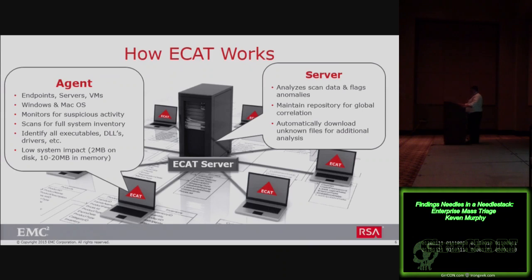The server itself is going to analyze the data, and it's going to flag for anomalies. So basically we have IOCs, which are behavior-based alerting methods. For example, if a said process creates an at job and then runs a shell, you can create an alert for that. It's also going to automatically download any unknown files. And at the ECAT server, from there, you can take a look at the files and determine if it's good or bad.